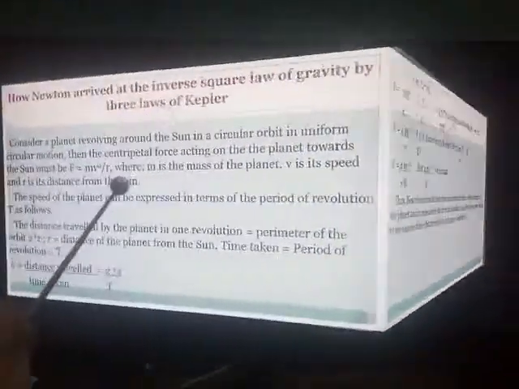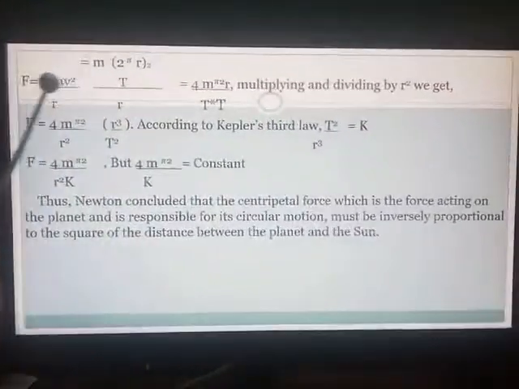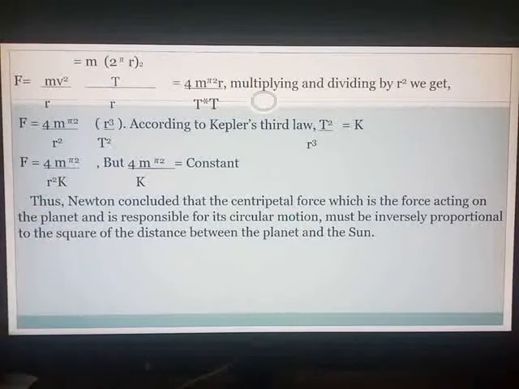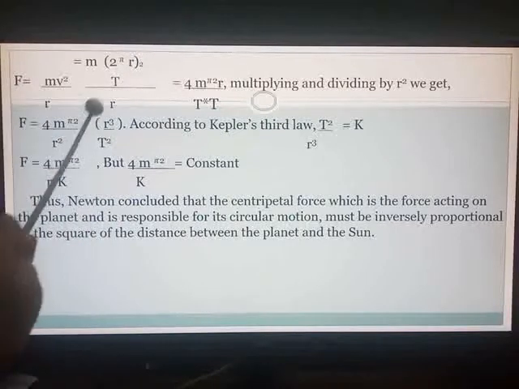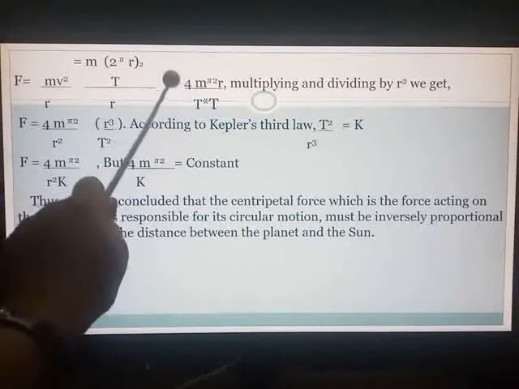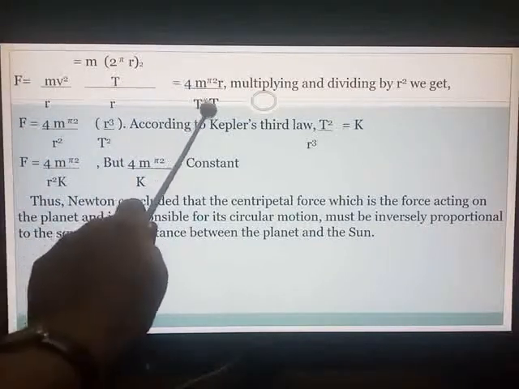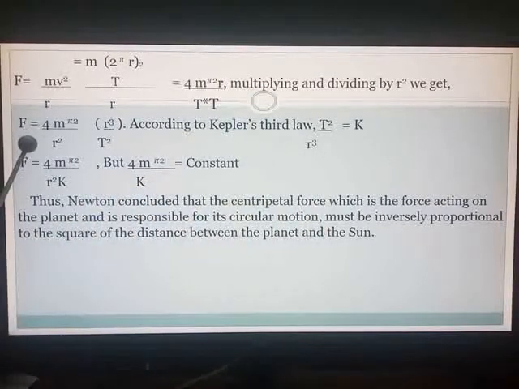That is mv square upon r. See, here we have seen F is equal to mv square upon r. So what is v square? 2 pi r upon T, just now we have taken speed. So 2 pi r upon T the whole square, upon r. So here 2 square is 4 pi square r upon T into T. Now multiplying and dividing by r square, what will you get? F is equal to 4 m pi square upon r square, into r cube upon T square.